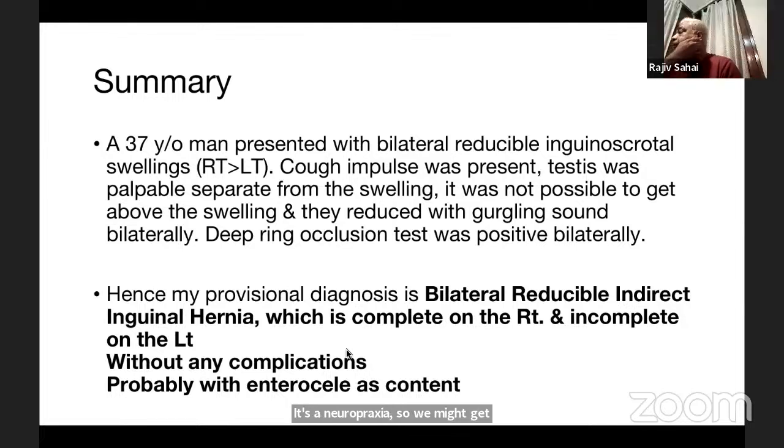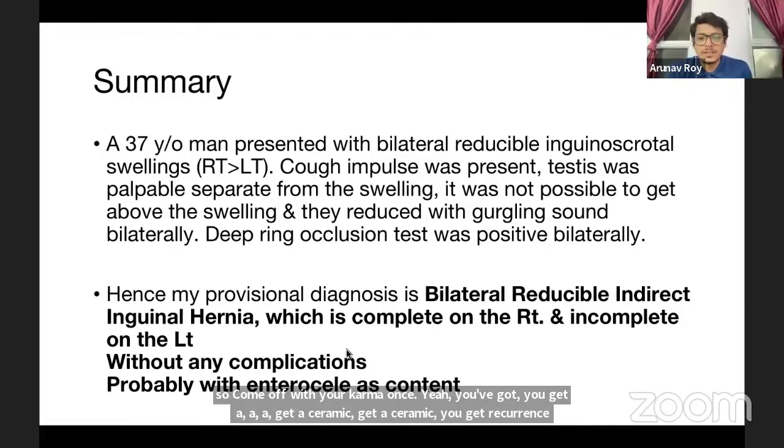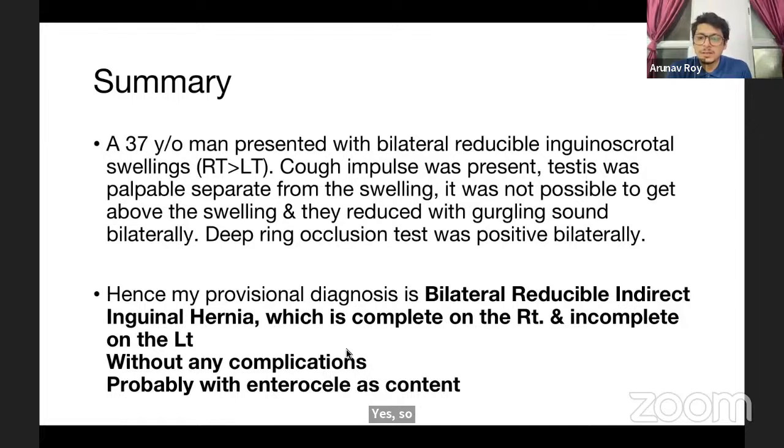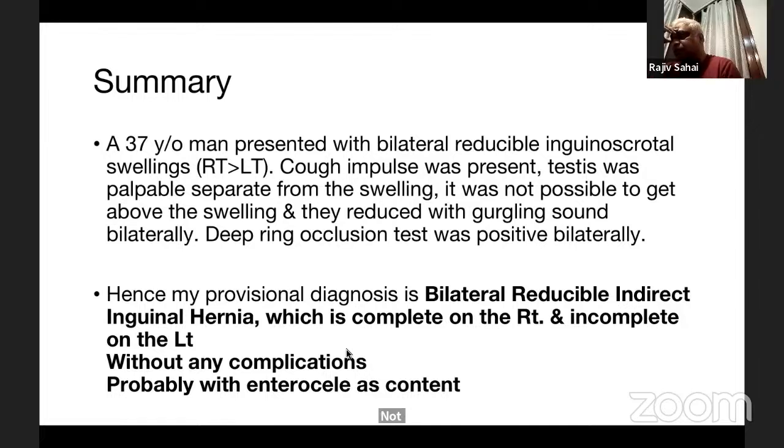Okay, so come up with more common ones. You get a hematoma, you get a seroma, you get infection, you get recurrence. You get scrotal edema. Yes, sir. Right, so these are the common ones. Okay, you said seroma. How do you manage a seroma?